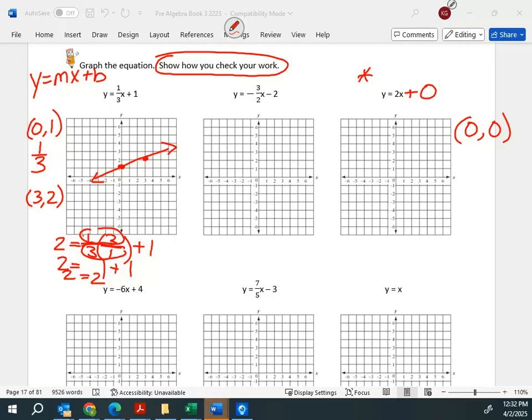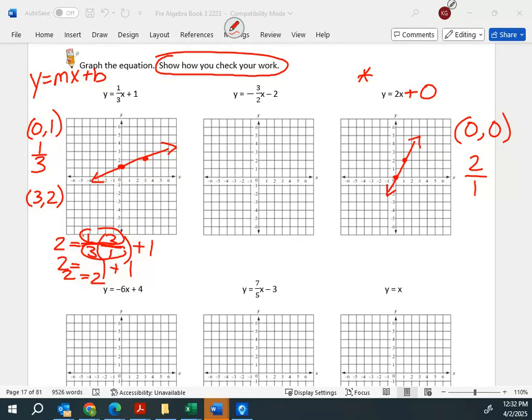What's my slope? Eleanor? 2 over 1. Then we're going to do the same math that we've always been doing. Plot that y-intercept, go up 2 over 1, draw your line.